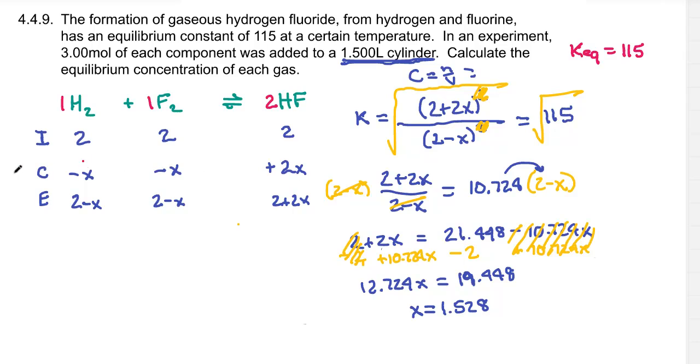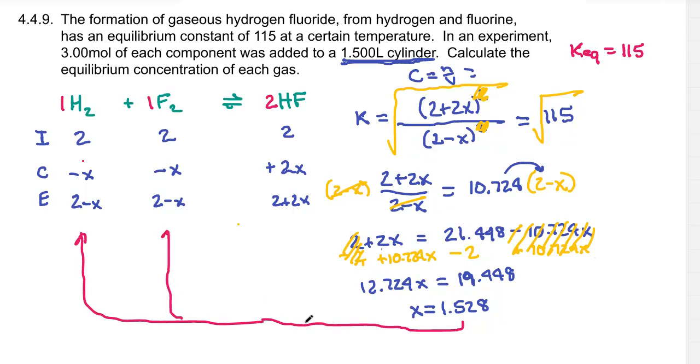That is the change amount for hydrogen and for fluorine. So to finish this, we get to take 1.528 and plug it in there, there, and there. 2 minus 1.528 is 0.472. Fluorine, exact same thing. And for HF, let's see, 1.528 doubled is 3.056. Add 2 and we get 5.056, if I did that right.